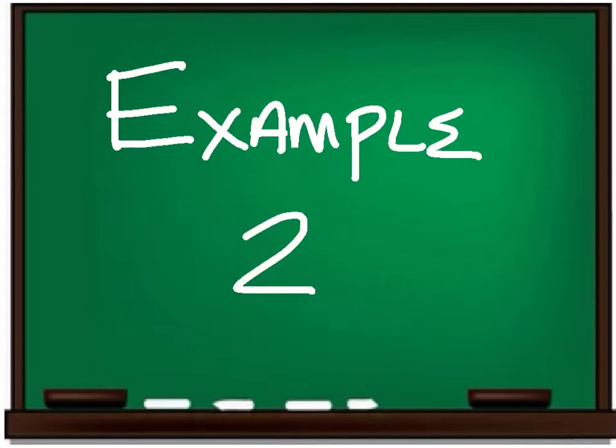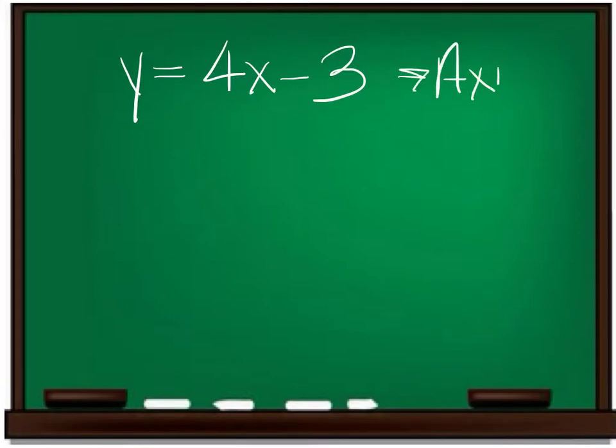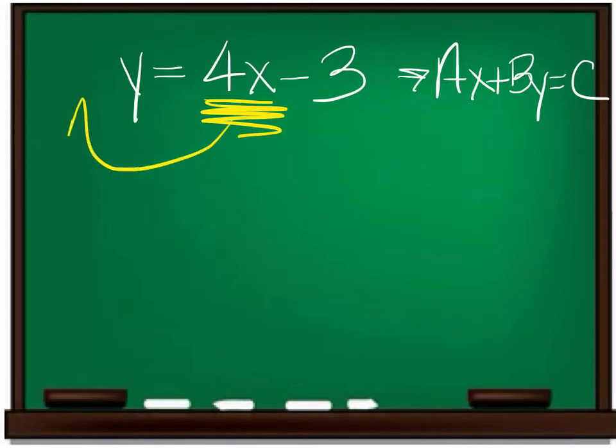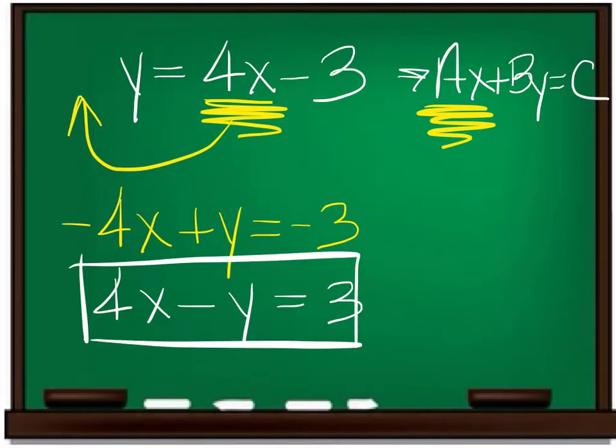Example 2. We want to change this to ax plus by equals c form. Move the x term to the left. Change the sign. You now have a negative x term, and remember you cannot have a negative term in that spot. If you do, simply change the sign of everything all the way through the problem. So your final answer should be 4x minus y equals 3.